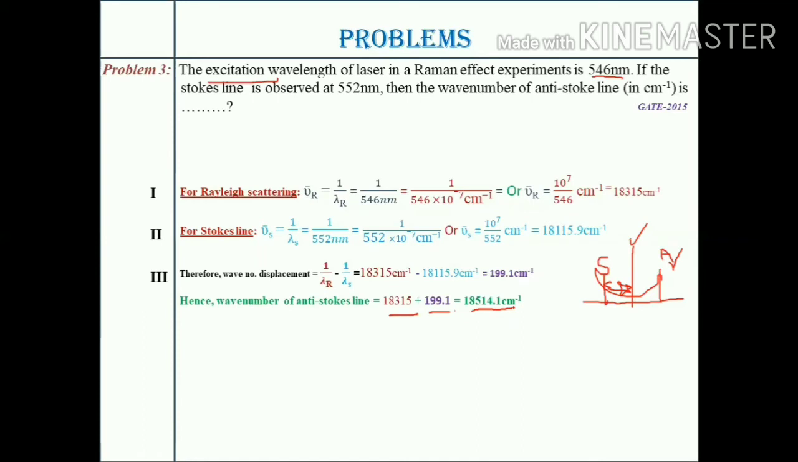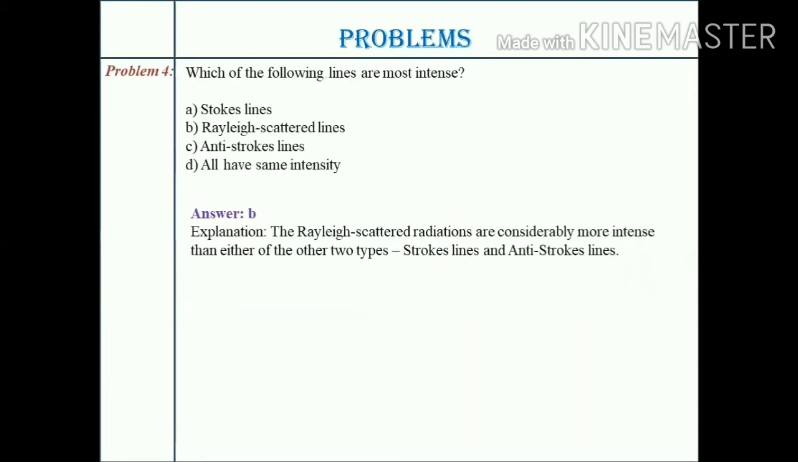Okay, please do not stop over here. Why? Because I need to check in the question whether wave number is asked or wavelength is asked. Now I go back to the question. Here wave number is asked in centimeter inverse. So now I can relax. The value will be 18514.1 centimeter inverse as the wave number of the anti-Stokes line. I hope this was an easy job for you by now. Let's move on to the next problem.